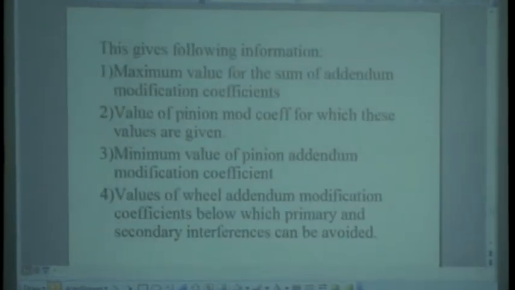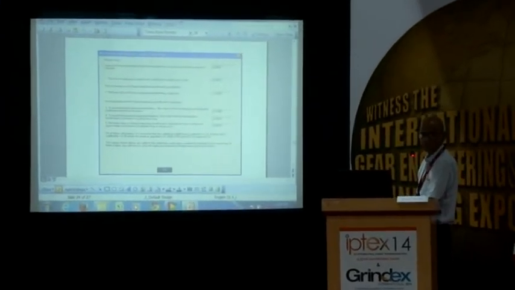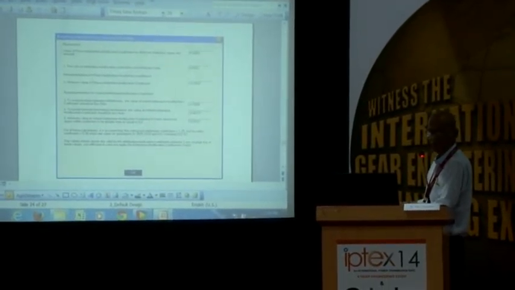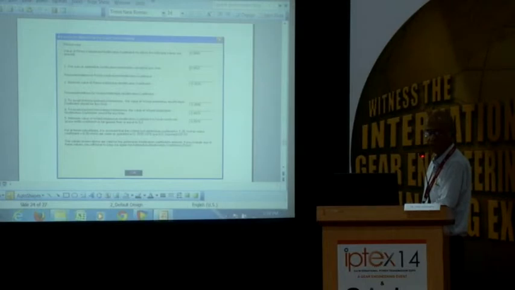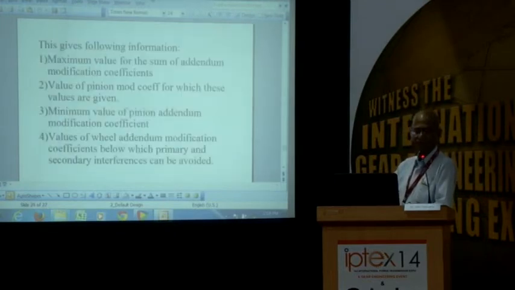Now here, if you look at it, in this example this value was greater than this value. It may be the other way around also. Or sometimes this value is in between the two values. If that is the case, then one of the conditions will not be met. Either you will have a secondary interference or you will have a tooth space width less than 0.2. And this is basically my presentation.